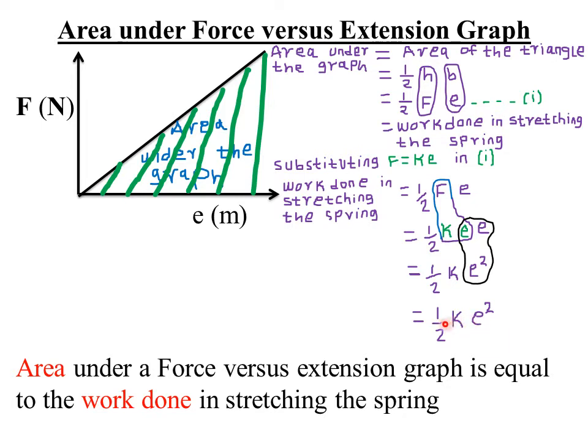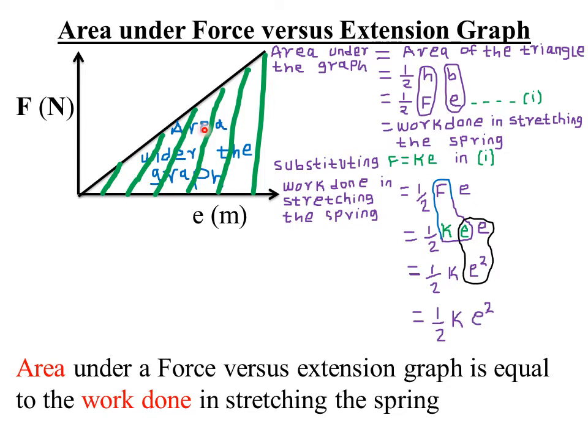So there are two formulas for finding the work done in stretching the spring. The first one is that the work done is equal to the area under the graph, which is equal to a half force times extension, which can also be given by the work done is equal to a half times k times e squared. So remember, we are saying that the work done is equal to the area under the graph, and we are giving the area under the graph as a half force times extension, a half Fe, because this area is in a triangular shape. It is a triangular shape.